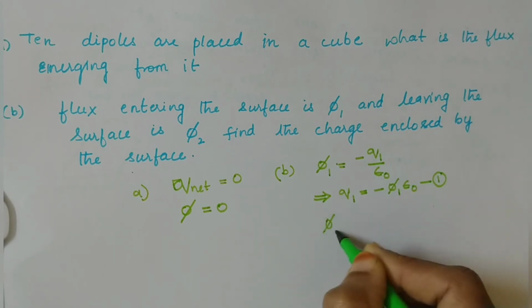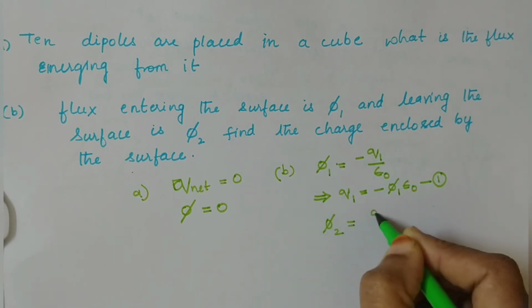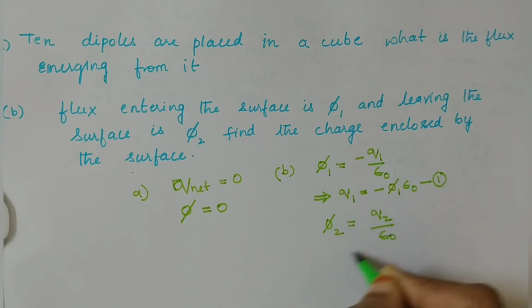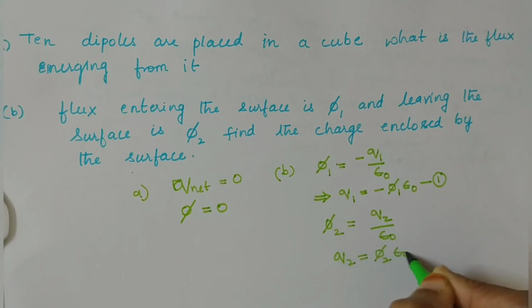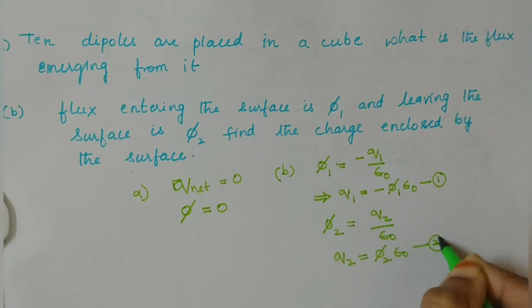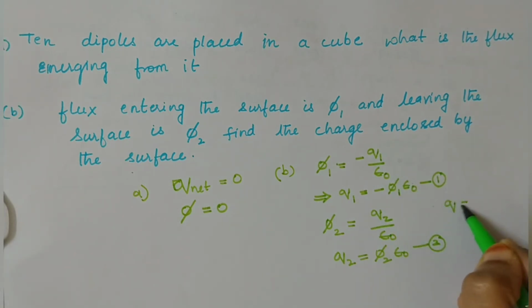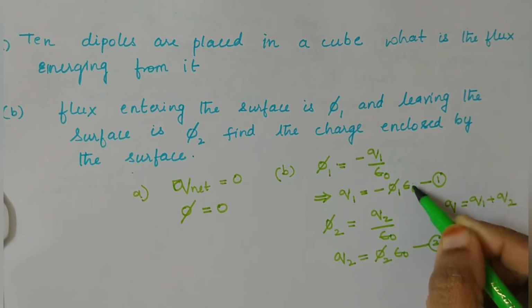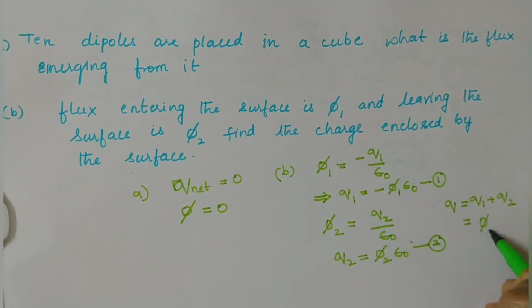Flux leaving the surface is taken as positive. It is q2 divided by epsilon naught, or q2 is equal to phi 2 into epsilon naught. Call this equation 2. So you know q1 and you know the value of q2. So the total charge would be q1 plus q2. Add the two relations. You will get the answer phi 2 minus phi 1 into epsilon naught. Okay, so this would be the answer.